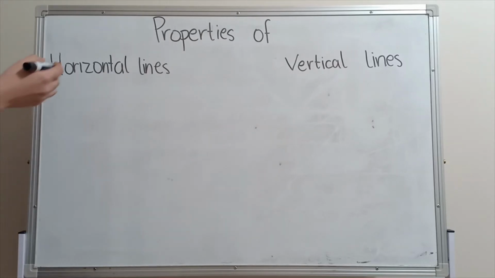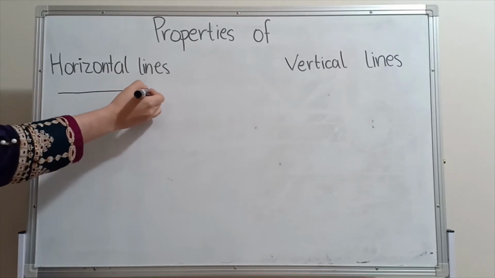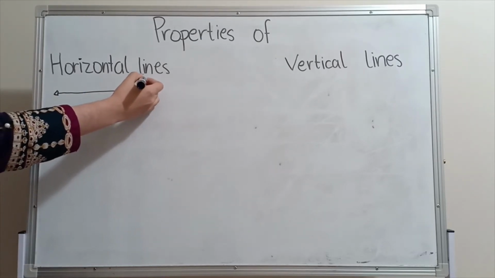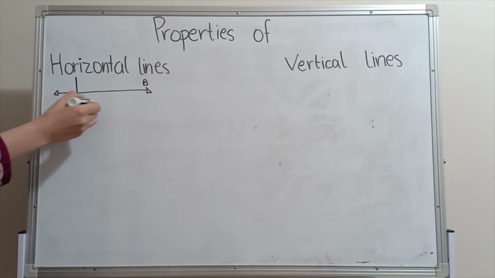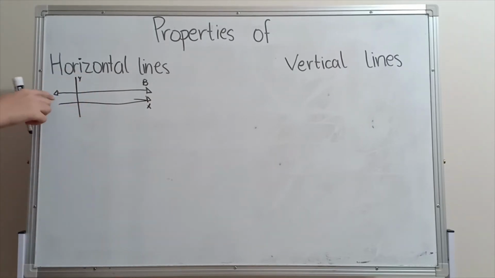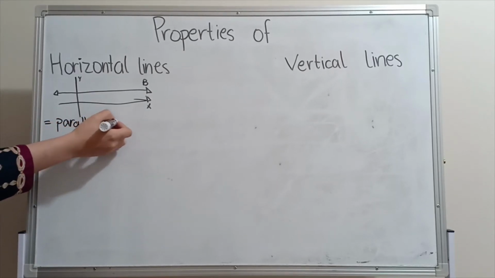A horizontal line is a line that goes from side to side. So this is a horizontal line. We're going to name this line B. Since it goes from side to side, if we put it on a graph, this is the x-axis, this is the y-axis, the horizontal lines are always parallel to the x-axis.